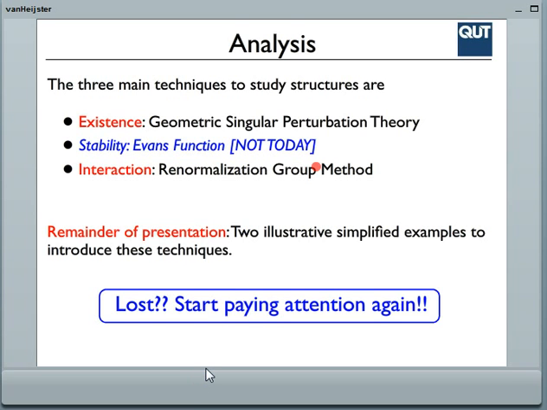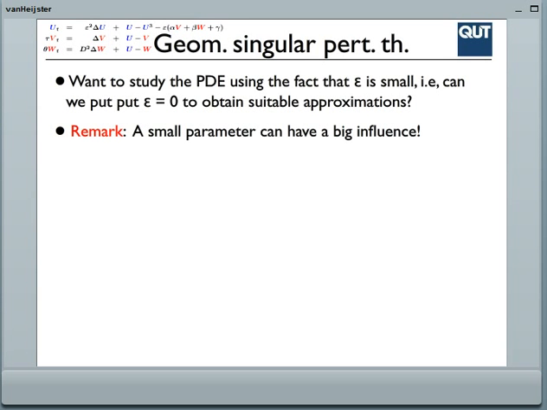This is really hard PDE analysis, but I will again give an easy example to illustrate what's going on in renormalization. So as I said, we now do two simplified examples.